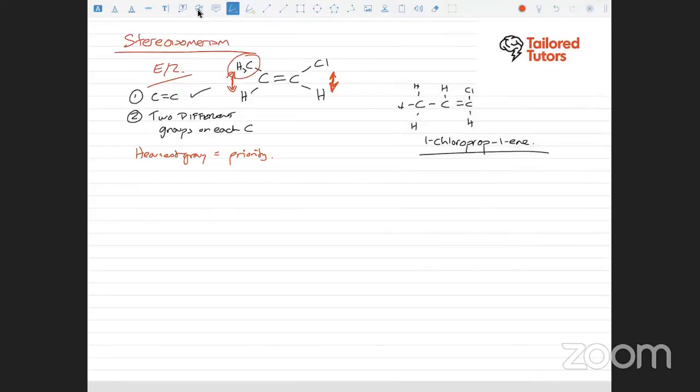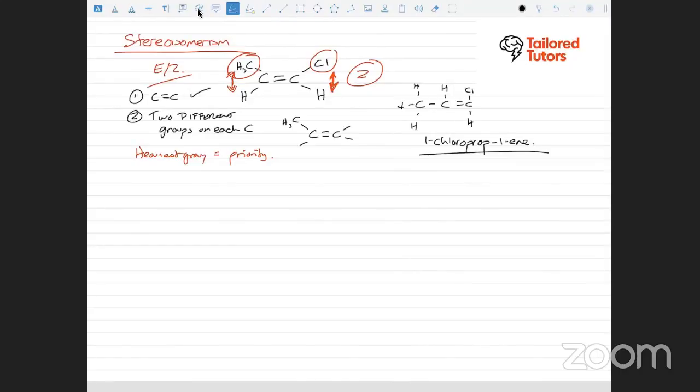So the CH3 is the winner here because that's 15 and H is only 1. Chlorine is 35.5, H is only 1. So those 2 are our priority groups. Now it's where those are relative to each other that decides the prefix. And of course, you've probably all heard this, but the Z isomer is where your priority groups, like this one, are on the same side, okay? So this is your Z-1-chloropropene.